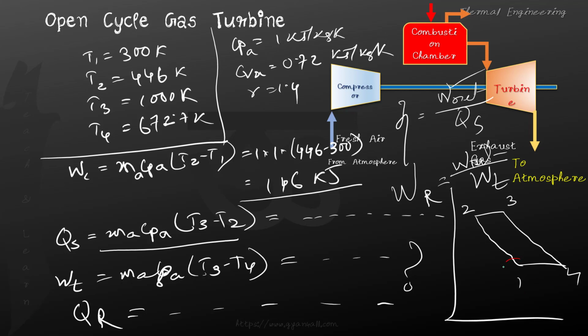So what are the requirements? Temperature T1, T2, T3, and T4. At the same time, we need to know m_a if there is any mass involved. If nothing is given, then it will be per unit mass, per unit air. And we need to know the value of Cp, Cv, and gamma, definitely, because in the formula we have to use gamma sometimes. So this way you can solve the problem.